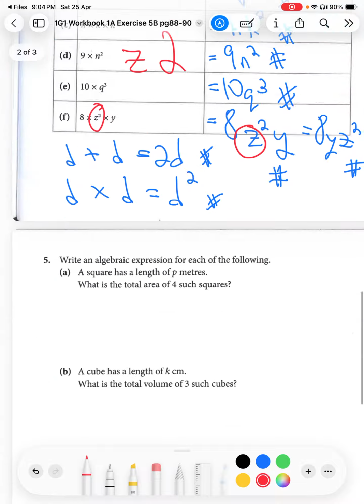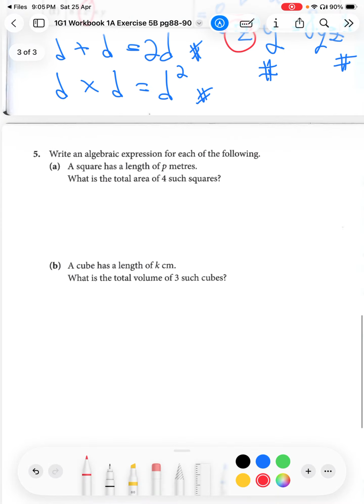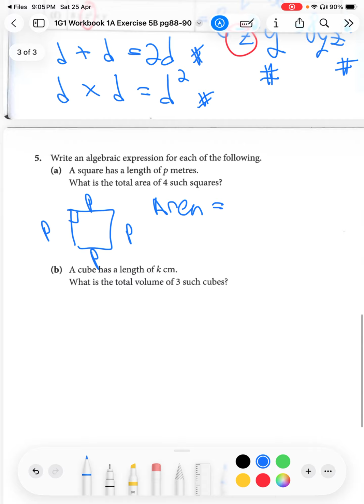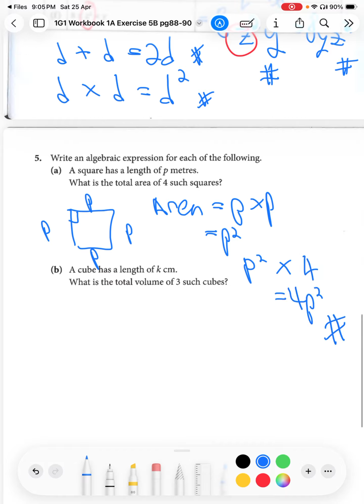The next one. Write an algebraic expression for each of the following. A square has a length of p meters. Each side is the same. What is the total area of four such squares? The area of one square is p times p, which is p squared. Four squares with p squared times 4 is 4p squared. That's it.